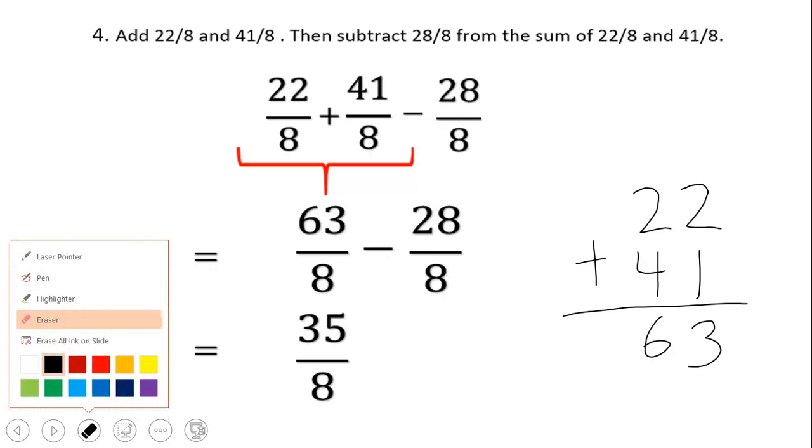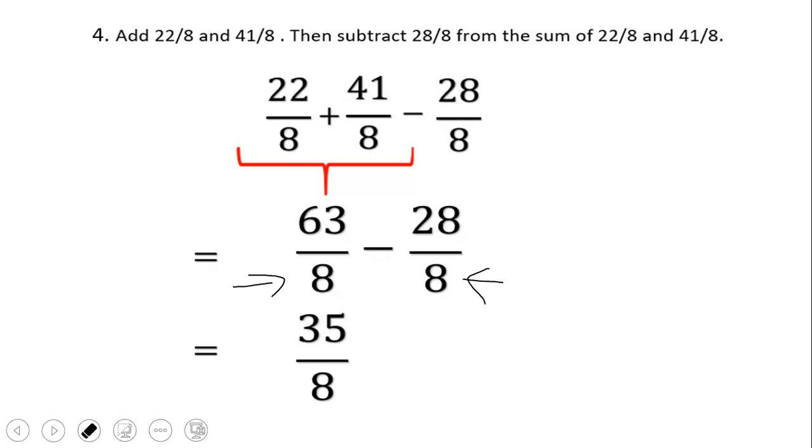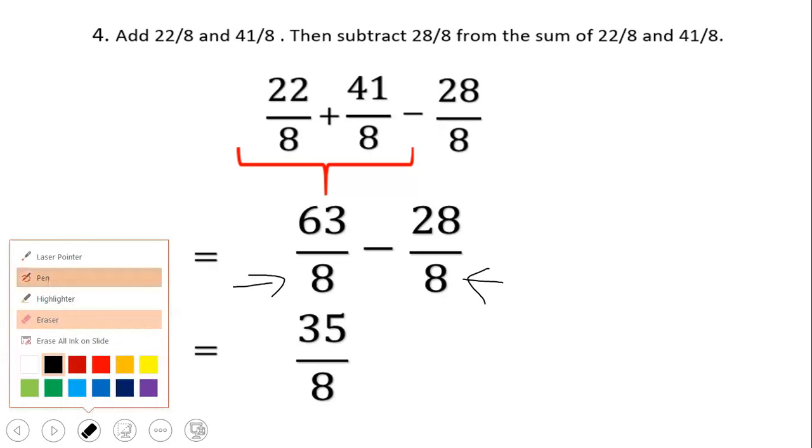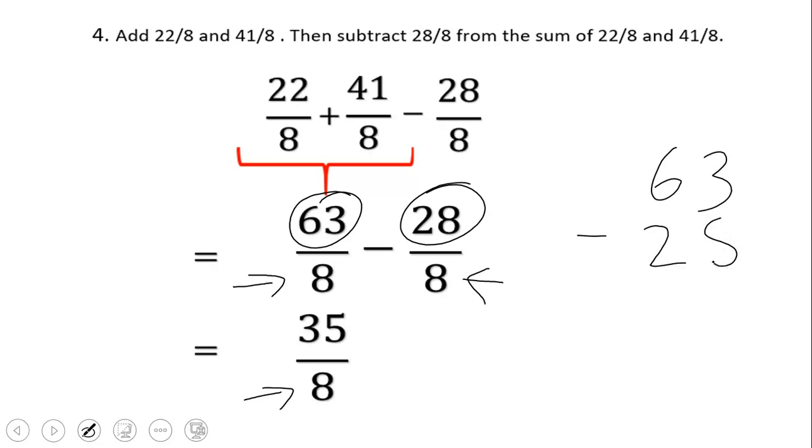And notice that these two fractions have the same denominator. And what do we do when we are subtracting fractions that have the same denominator? We leave the denominator unchanged, and we just perform the operation with the numerators. So we say 63 minus 28. What is 63 minus 28?